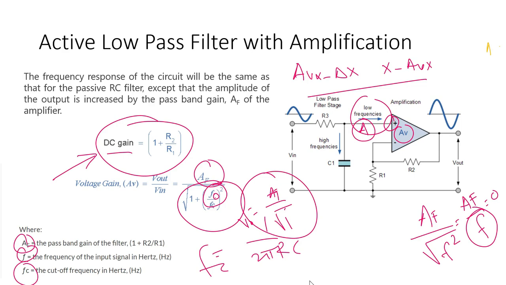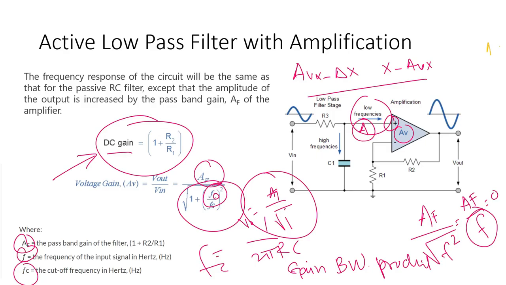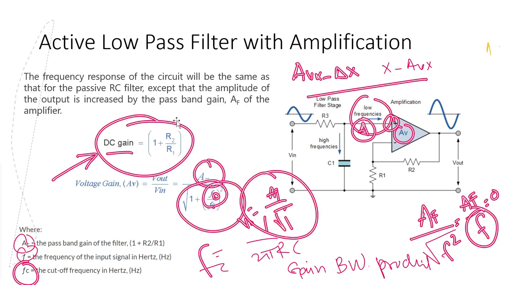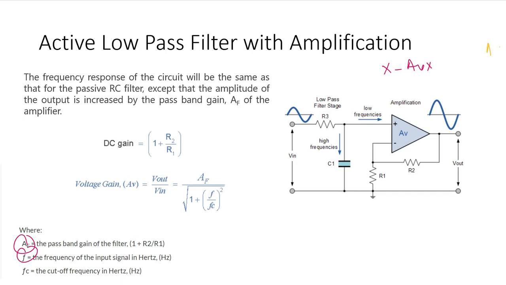This product is known as the gain bandwidth product, and it is always constant. So this equation suggests that the gain will always decrease if we increase the frequency. So this is the summary of this slide: we want our gain to be high, so we keep the frequency low, so the gain will be high.